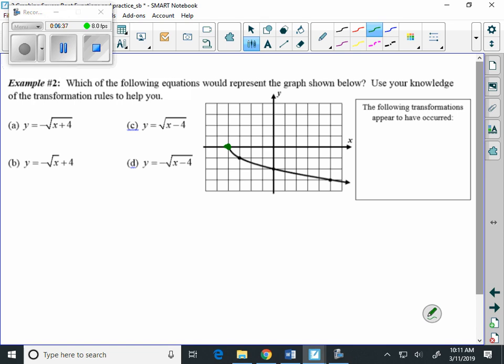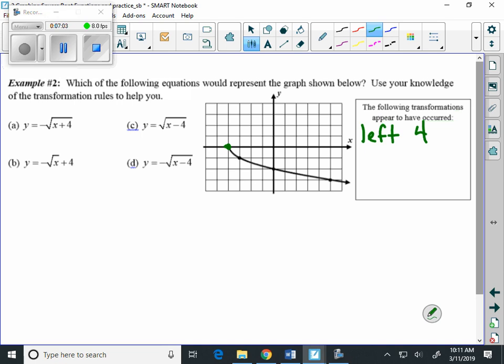I just put the starting point of the graph in a green point here. And if you look above in your first example, you've got the parent function graphed. The parent function has the starting point at 0, 0. But now our starting point is over here, 4 spaces to the left, which is one of our transformations. We actually have one more transformation on this graph.